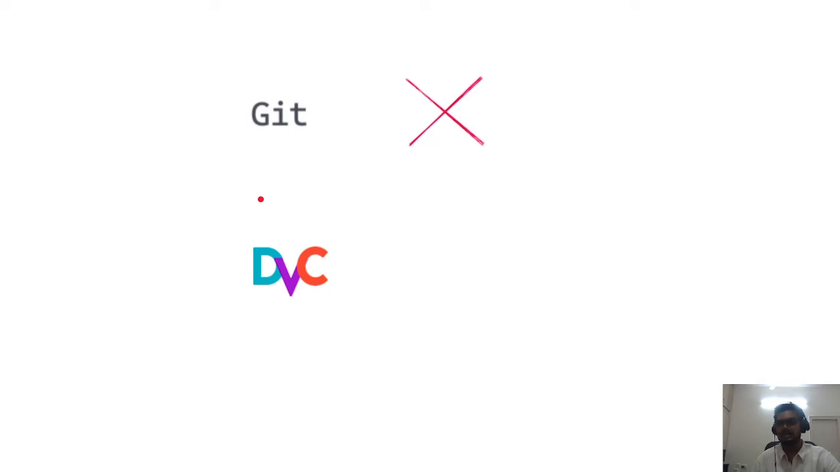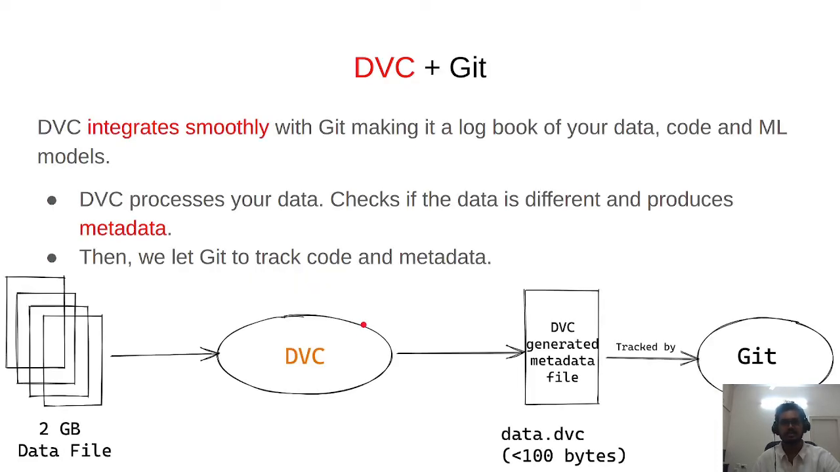So DVC does what the name stands for, data version control. They don't even go for code version controlling. They'll just leave that to Git, and they take care only of data. So I think this image might help you better understand how DVC integrates with Git. It doesn't work alone, it works in tandem with Git.